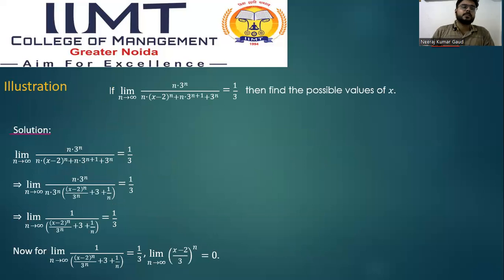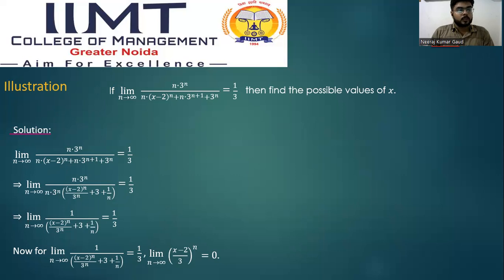For the next illustration, if the limit n tends to infinity of n dot 3 to the power n upon n dot x minus 2 to the power n plus n dot 3 to the power n plus 1 plus 3 to the power n equals 1 by 3, then find the possible values of x.